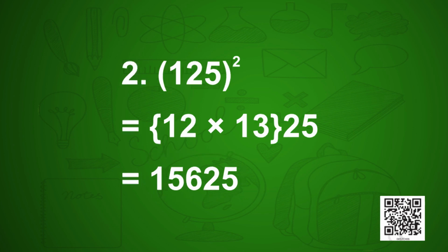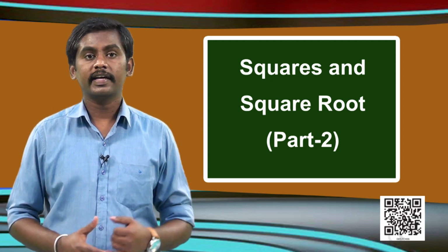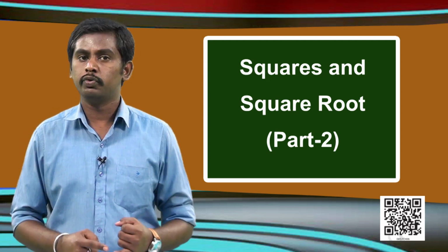We will also observe another example, that is 125 whole square. Here the square of the unit digit, that is the square of 5, is 25, and we observe there are 12 tens. Therefore, the product of 12 with its next digit, that is 13, will be 156 followed by this 25. Therefore, 125 whole square is equal to 15,625.